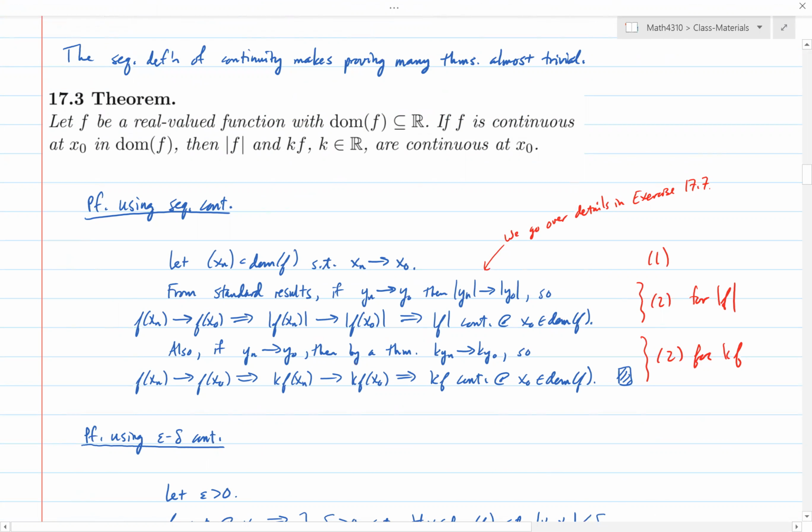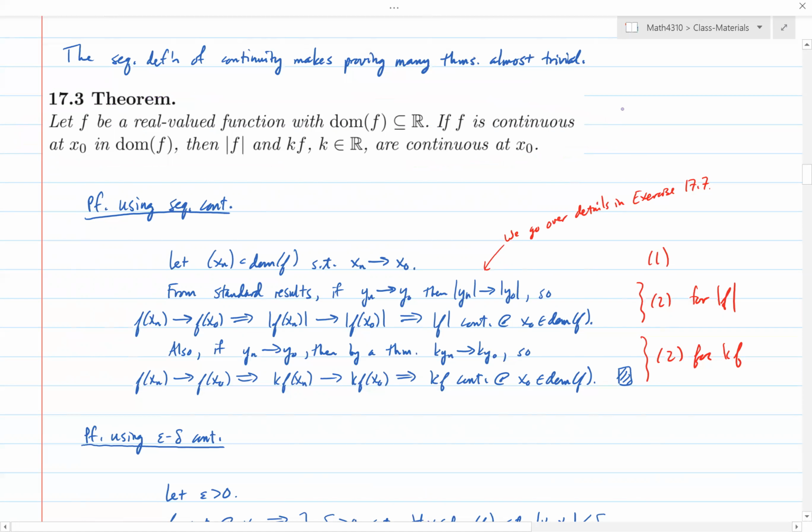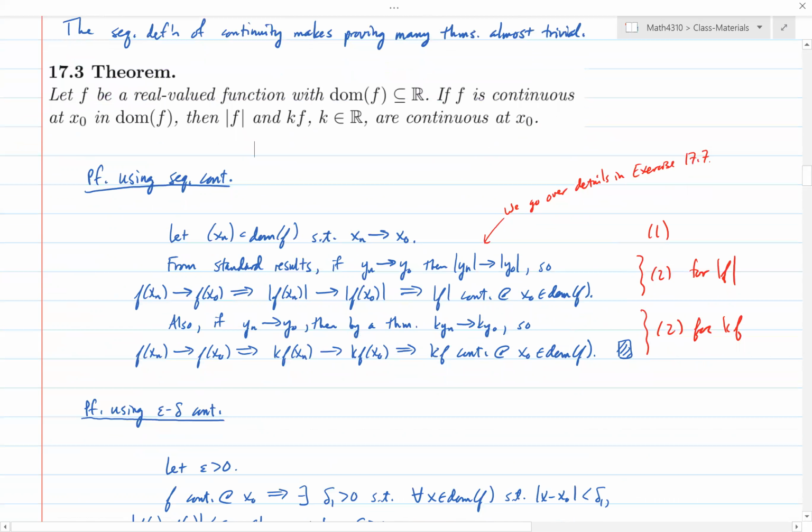As one example, look at the proof of 17.3. Here you say, let f be a real valued function with its domain some subset of the reals, and we say it's continuous at a point in its domain. Then the conclusion is so is the absolute value of the function, and so is some scalar multiple of the function. Those are also continuous functions at x naught. And this is how long the whole proof is for the sequential continuity.